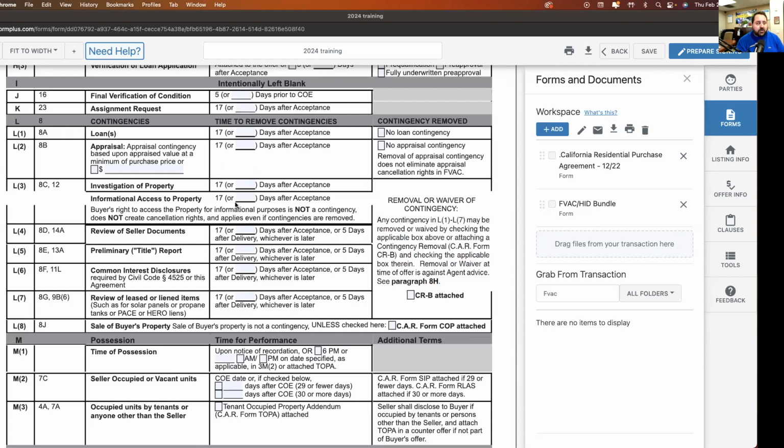So if I counter like most of you do, and I shorten this to 7 or 10 days, but I don't address this, even if they remove their contingency in 7 days, this 17 days still exists. They still have the right to go into the property for the 17 days. Once 17 days passes, they have to ask your permission. If the seller doesn't want to allow them, they don't have to. Okay?